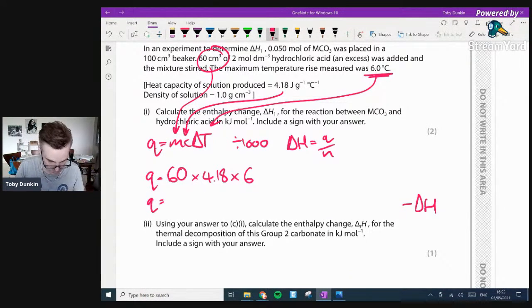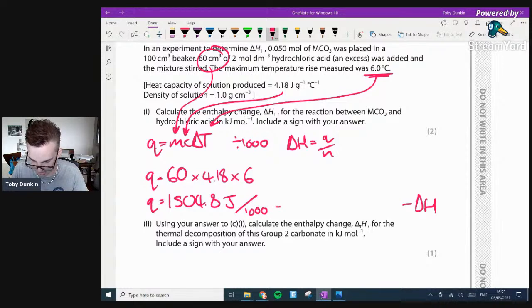Q equals, calculator on, 60 times by 4.18 times by 6. So I have 1,504.8 joules of energy. Right, divide it by 1,000. Straight away, put it into kilojoules. So divide by 1,000, 1.505 kilojoules. Right, we've done that step.